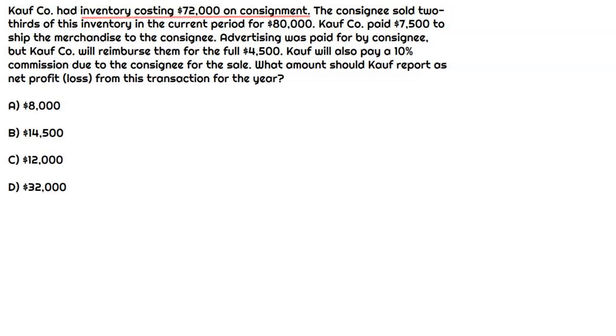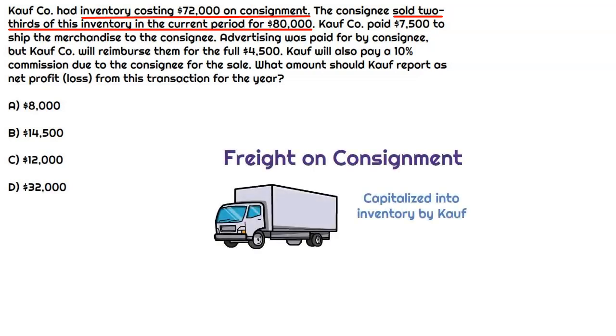So in the first sentence, it says that Koff had inventory costing $72,000 on consignment, right? So that's what the inventory is worth to Koff. Now, they transferred it to the consignee, and the consignee sold 2/3 of that for $80,000, right? So Koff is getting $80,000 of revenue on this consignment relationship. Now, they also had to pay $7,500 to ship that merchandise to the consignee.